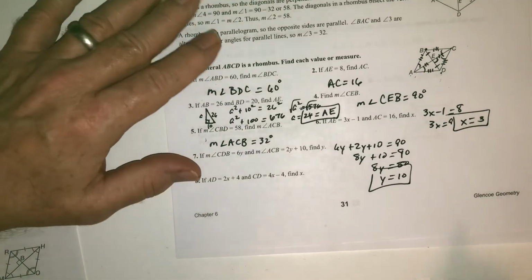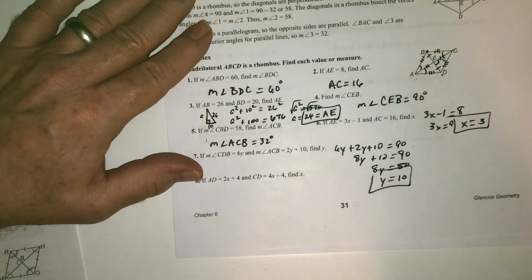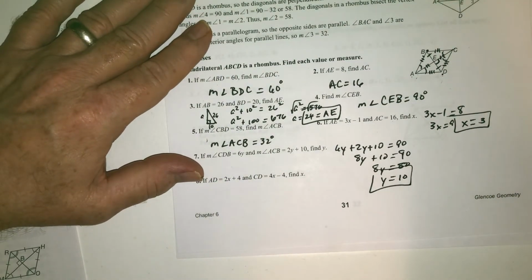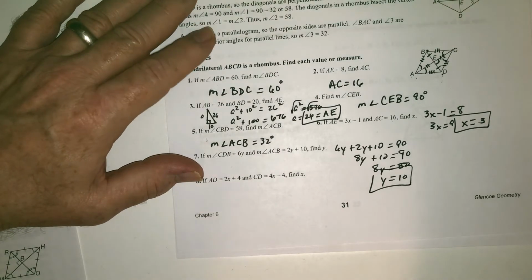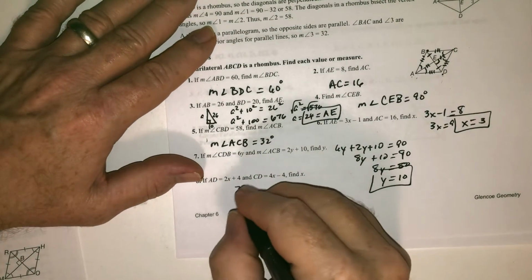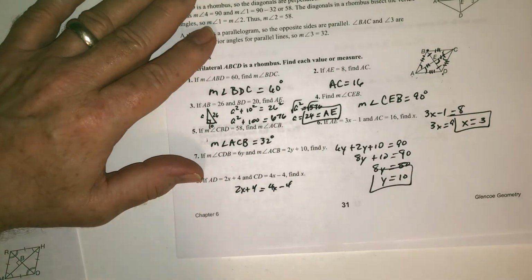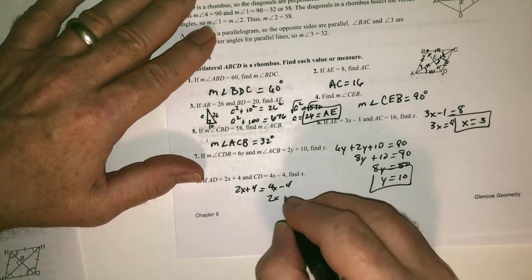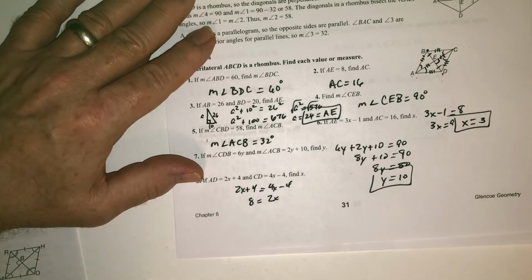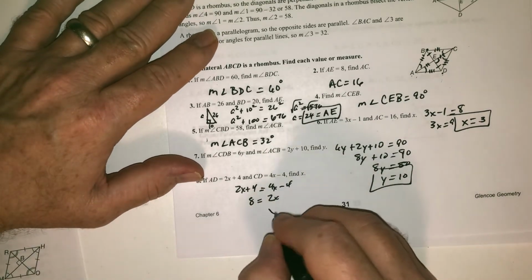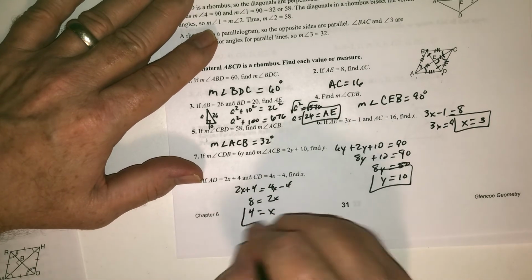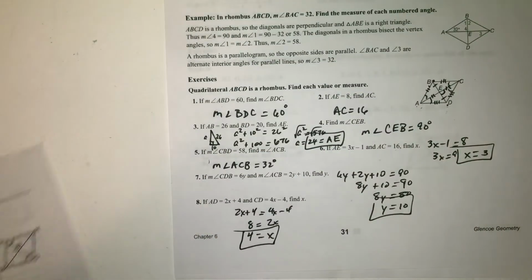All right, last one on this page. They tell us that AD is 2x plus 4, and that CD is 4x minus 4. Well, if that's a rhombus, those are the sides of the rhombus, then they're congruent. So that means 2x plus 4 has to equal 4x minus 4. Subtract 2x from each side and add 4 to each side gives us 8 equals 2x. Divide each side by 2 gives us x is 4, or 4 equals x. Same difference, okay? Let's turn the page.